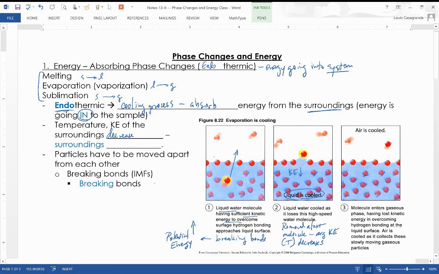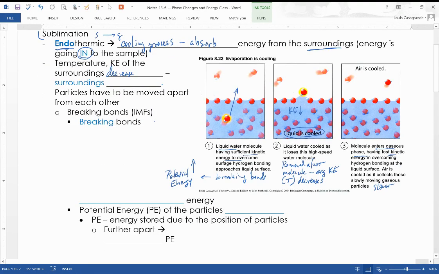Meanwhile, the molecule that enters the gas phase has lost kinetic energy because it's overcome those hydrogen bonds, and it's slower than the surroundings. So it's a slower molecule, and the slower molecule decreases the average kinetic energy of the vapor of the air. And so the temperature in the air is also cooled. So the temperature goes down.